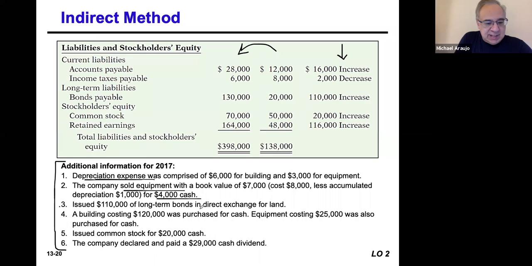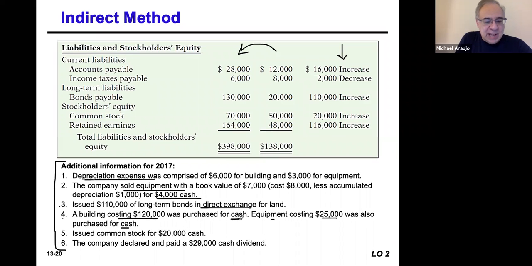The third thing here is they simply issued bonds in direct exchange for land. So they issued bonds for land. There's no cash involved here, but it's an important thing to note because you should see increases in both. Right? You'll see that a building was purchased. $120,000 was the cost of the building with equipment, and they paid that cash. And equipment for $25,000 was also purchased for cash.